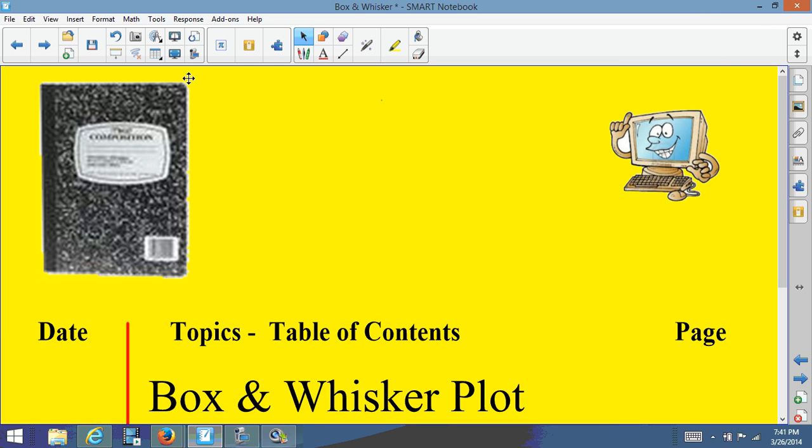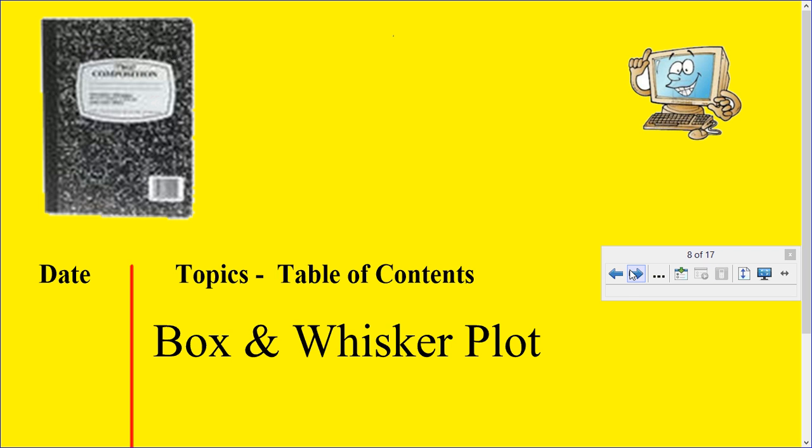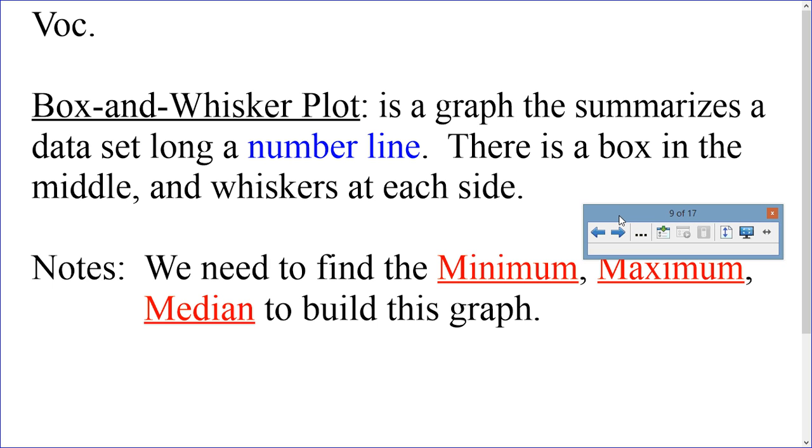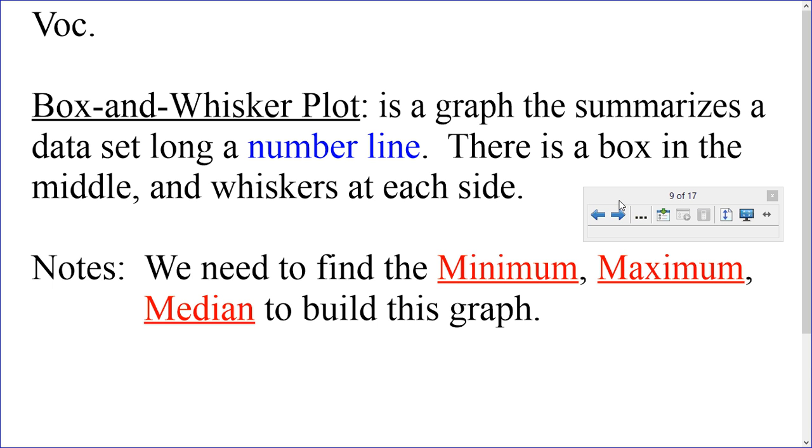Robinson, and again, we're going to continue our studies, and this time we're talking about the Box-and-Whisker Plot. So let's get started with some vocabulary. The Box-and-Whisker Plot is a graph which summarizes a data set along a number line. There is a box in the middle and whiskers on each side. Notes: we need to find the minimum, maximum, and median to build this kind of graph.